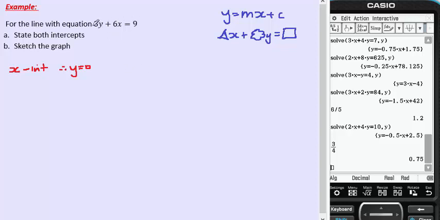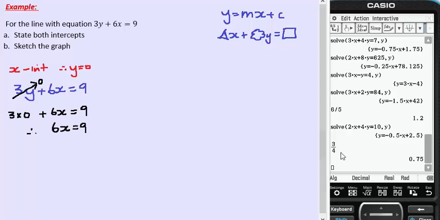You need to write that down to make sure the examiner knows that you know what you're doing. Then you'll substitute y equals 0 into the equation. My equation is 3y plus 6x equals 9. We substitute y equals 0, so this y becomes 0, and 3 times 0 is 0. So it would be 3 times 0 plus 6x equals 9, therefore 6x equals 9.